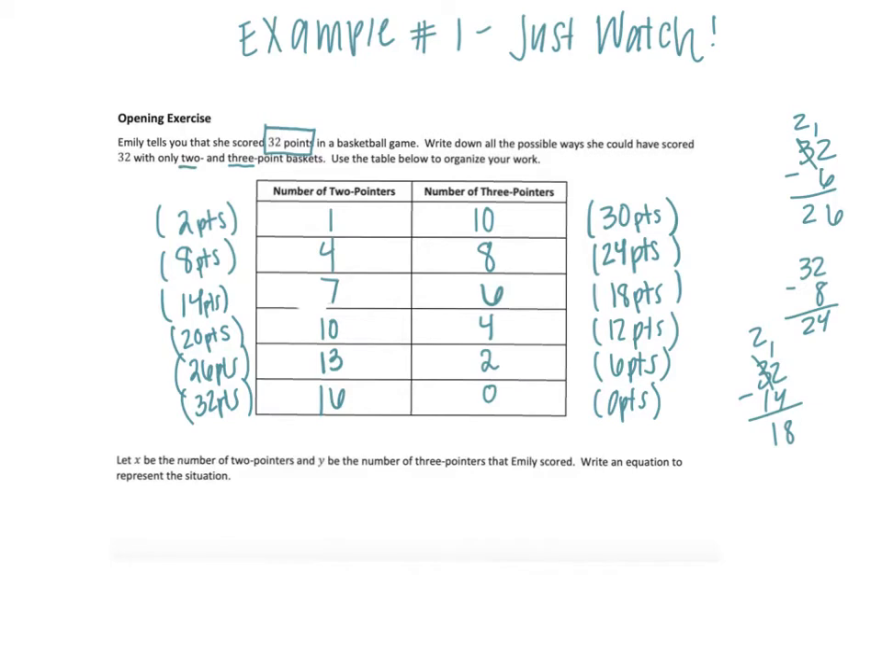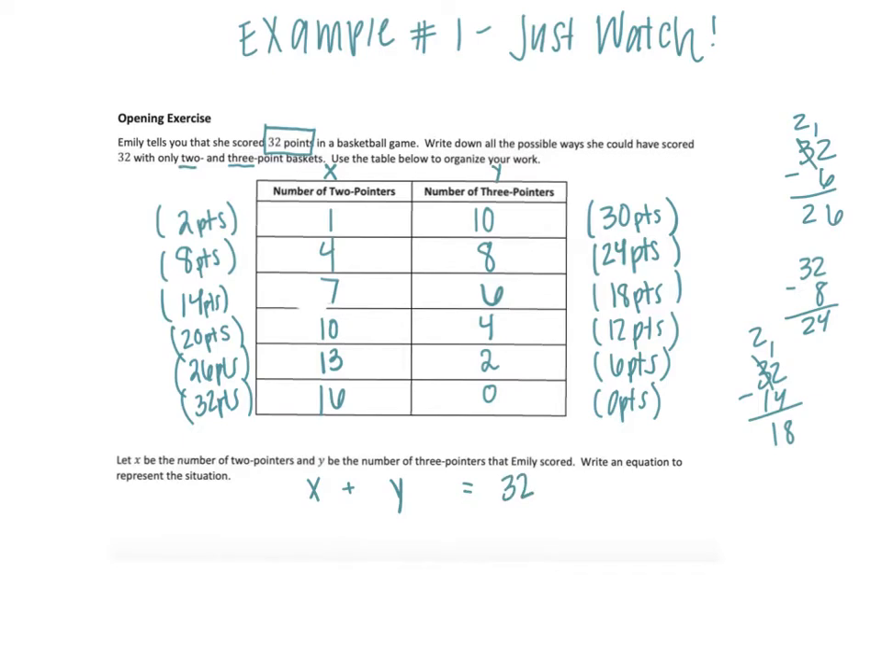So at the bottom it says, let x be the number of 2-pointers, and y be the number of 3-pointers, and we scored 32 points. Write an equation to represent the situation. So we know that the 2-pointers are x, the 3-pointers are y, and together, when we add these up, it equals 32.